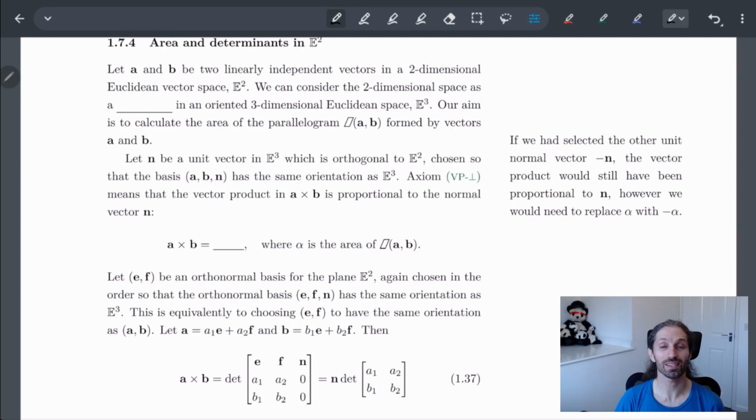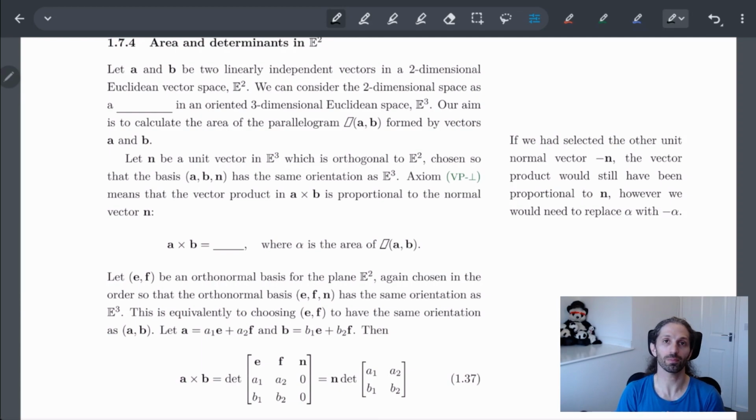Hiya! So in this video, we're going to look at area and determinant. In particular, we're going to focus our attention on a two-dimensional space. So here, what we're going to do is let A and B be two linearly independent vectors. In other words, they're not collinear. So in other words, the vector product is going to give us something that's not zero. And we're going to have them live in two-dimensional space.